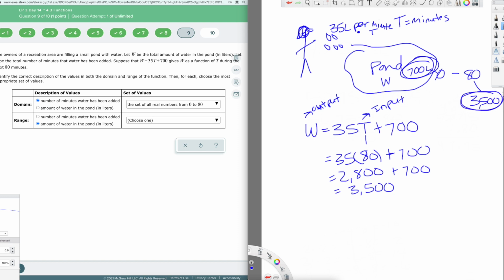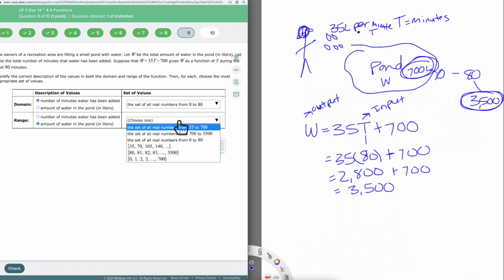So I can start with 700, can't be less than that, and I can't go above 3,500 because at 80 minutes, I'm cutting the water off. I'm stopping. So I can have numbers for my range anywhere from 700 to 3,500. So here it is, that's that second one. And if it was one of these guys down here, it would look the same way, but instead of starting with one of these numbers, it would start with 700, give you a couple, and then go to 3,500. So this one's kind of close, but it's starting at 80, which is the number of minutes, not the amount of water in the pond. So we just want to be careful with that.